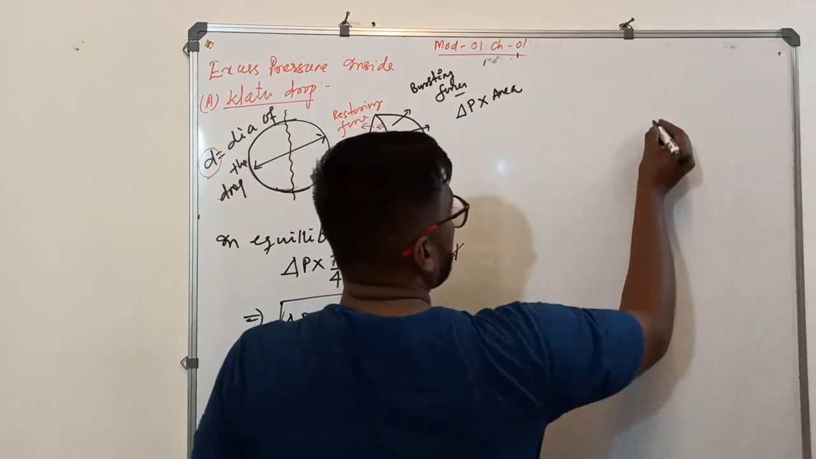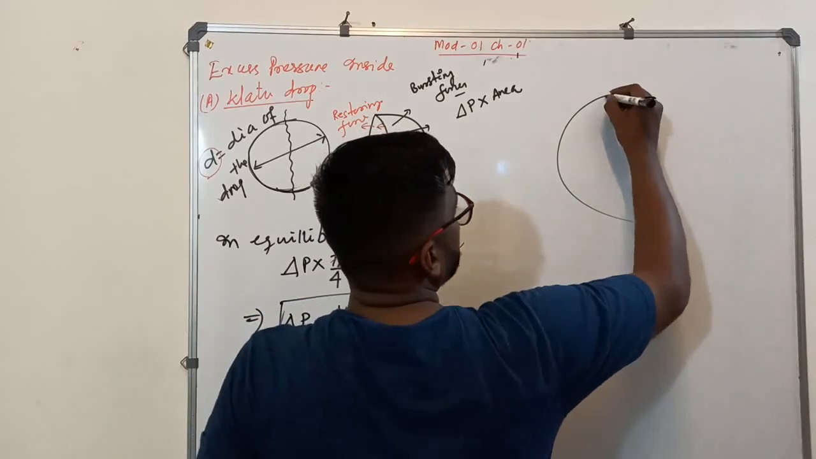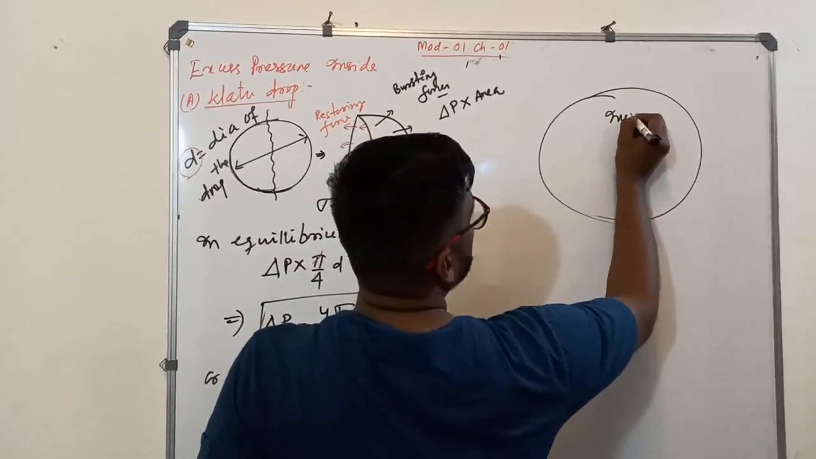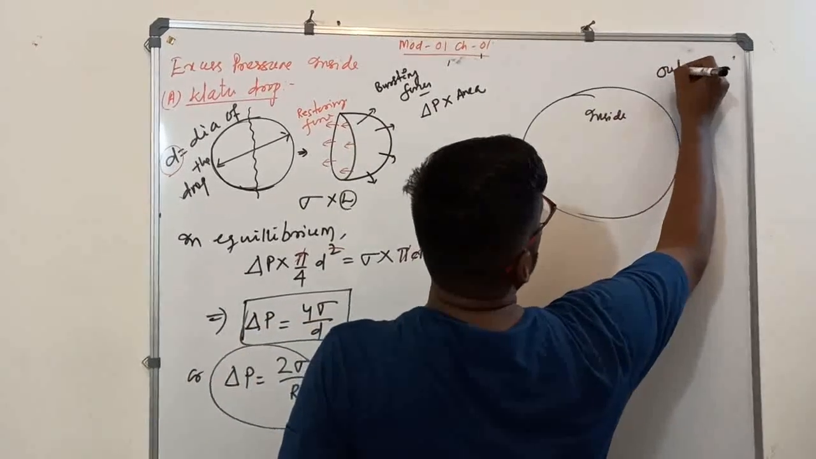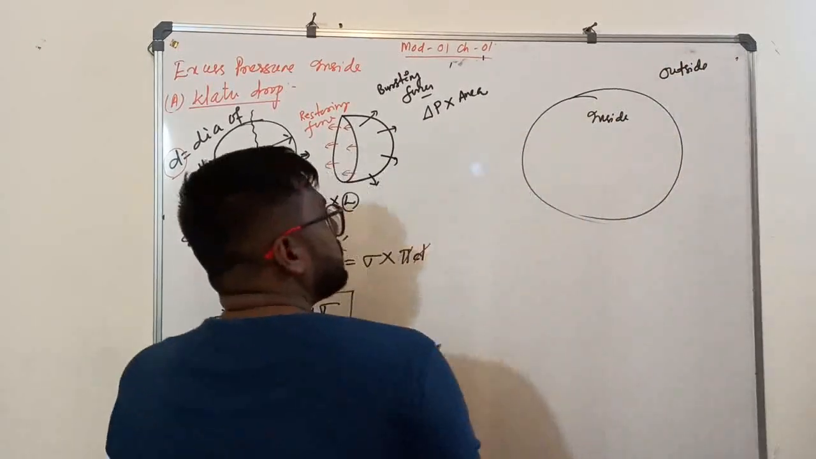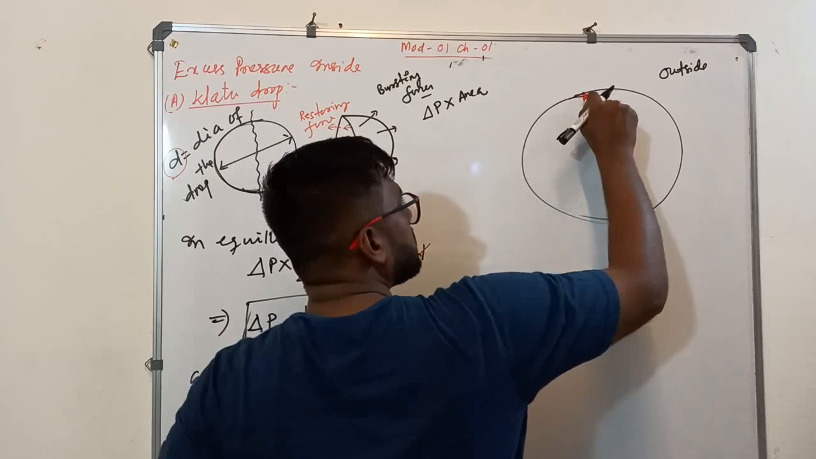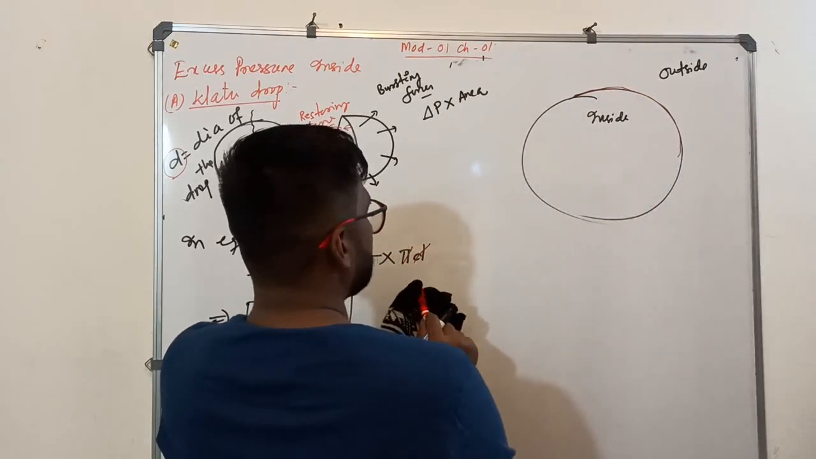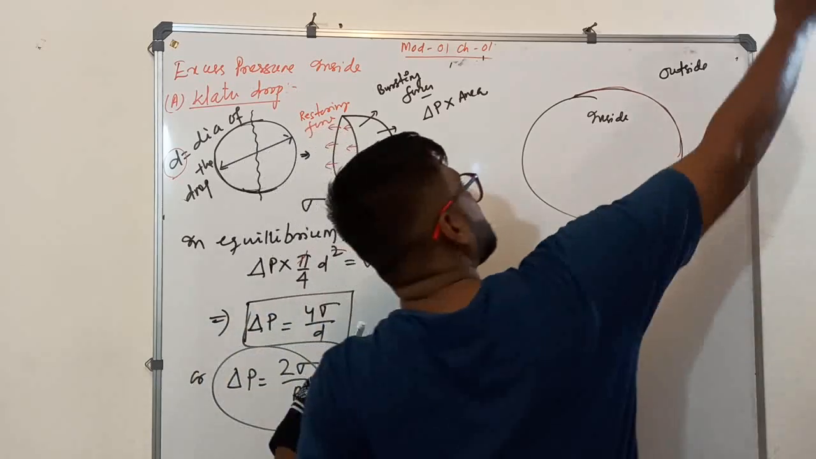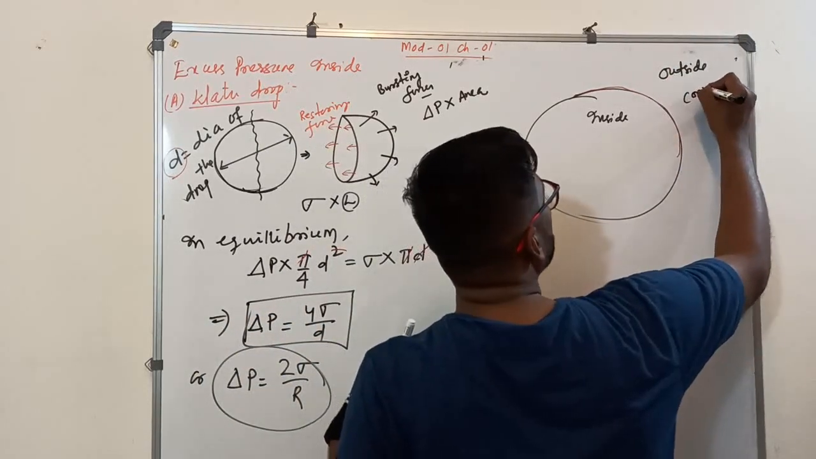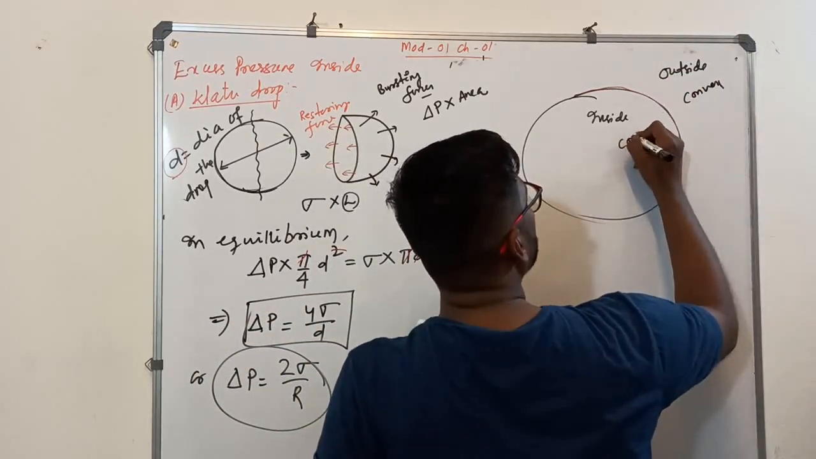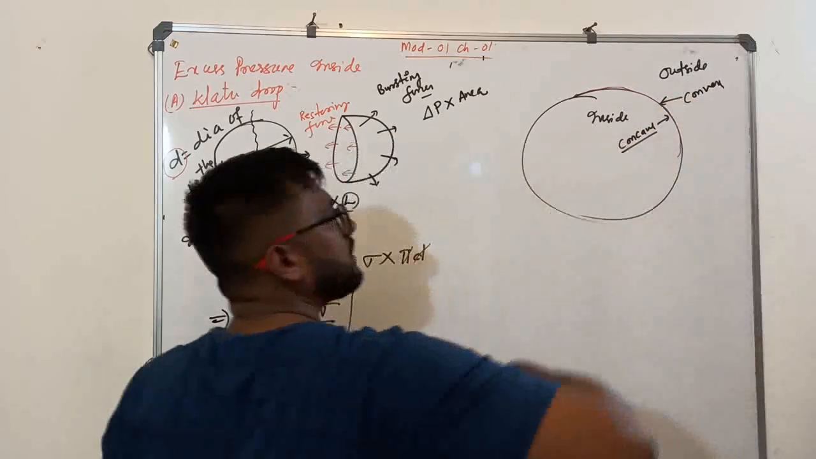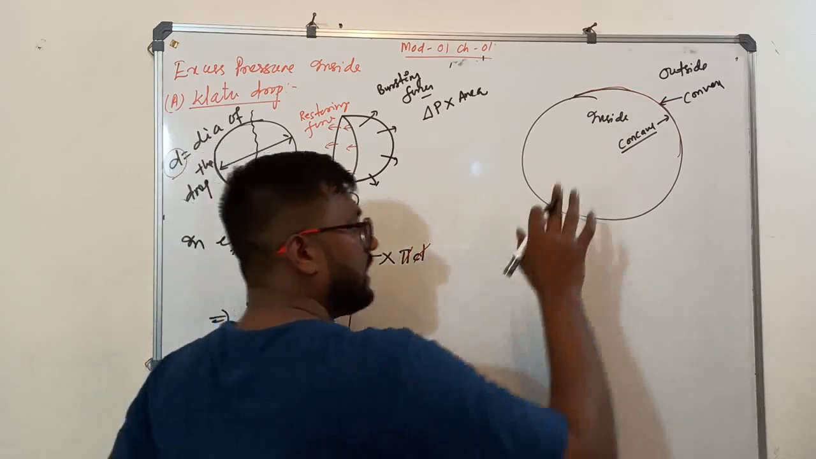Now see this. I did it like this, okay? This is inside. This is outside. Now see from inside. If you see from inside, this surface looks like how? Concave. This surface looks concave. If you see from outside, this looks like convex.